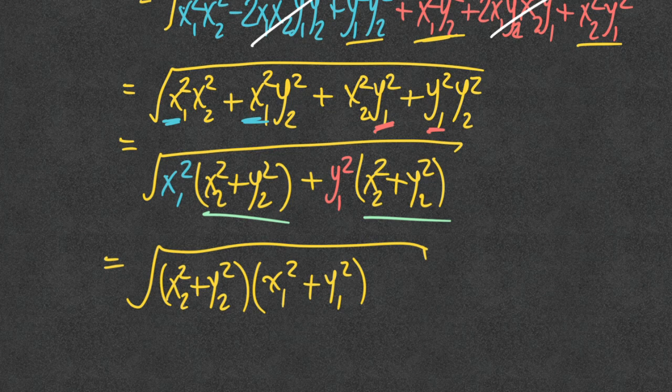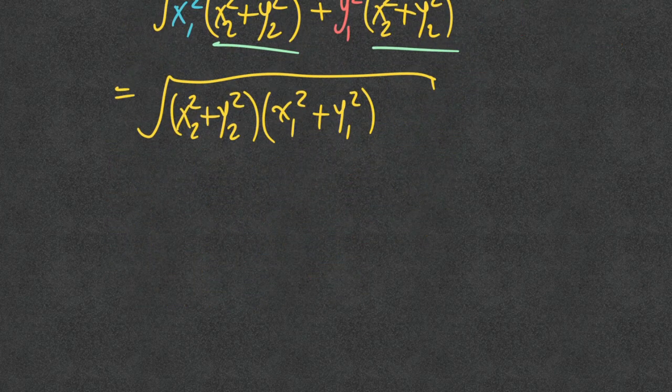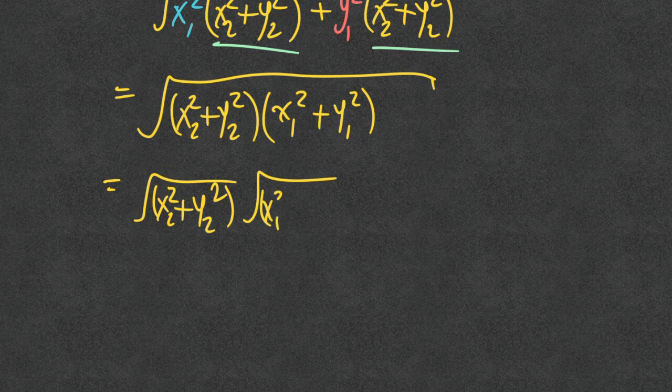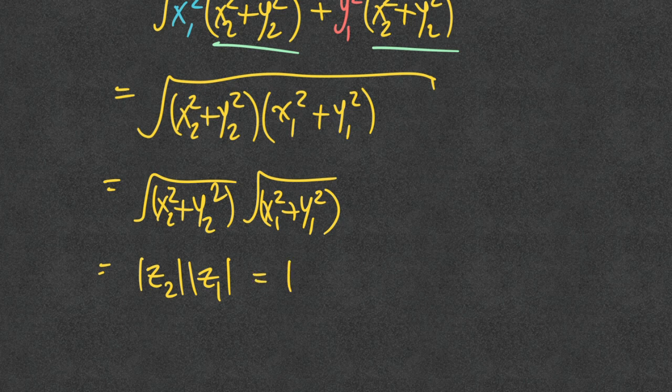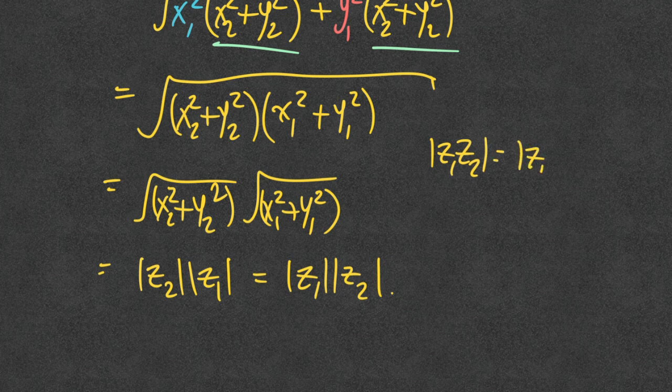Okay, and so we can distribute the square root just as usual. And we get that this is equal to the square root of x2 squared plus y2 squared times the square root of x1 squared plus y1 squared, which by definition is the modulus of z2 times the modulus of z1. And since moduli are just real numbers, the real numbers have commutativity, and we can swap the order of these moduli. And so ultimately we just showed that the modulus of a product is really just the product of the moduli.